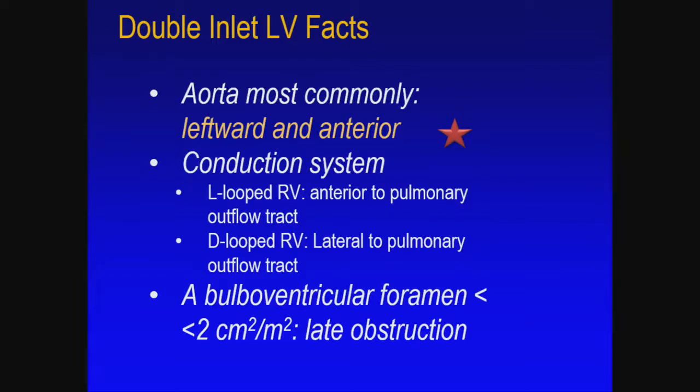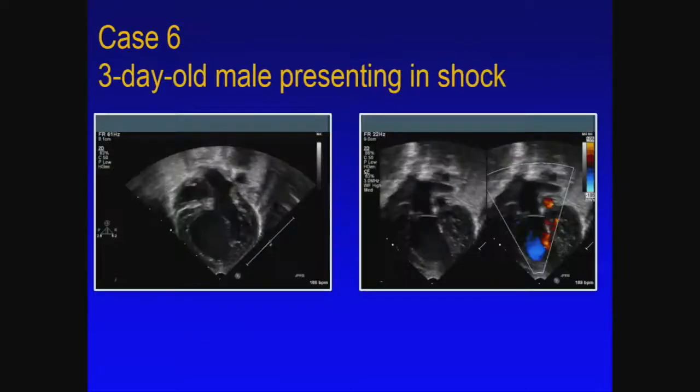So if it is the aorta, you do a DKS procedure. Again, another question that they really like to ask. Remember the 2 centimeters square per meter square number. If the bulboventricular foramen is small, then you may have to do a DKS. Otherwise, they may have late obstruction.